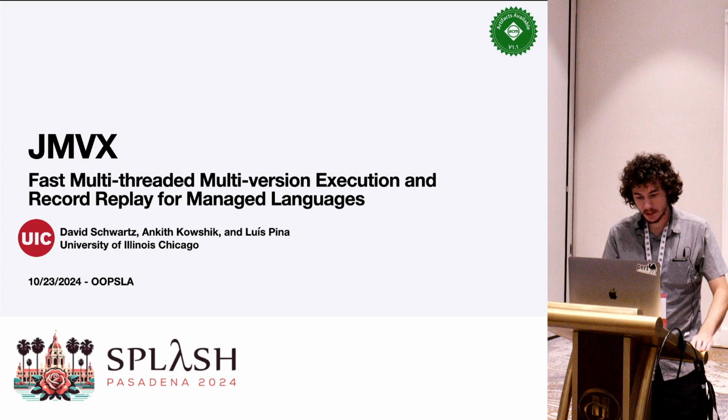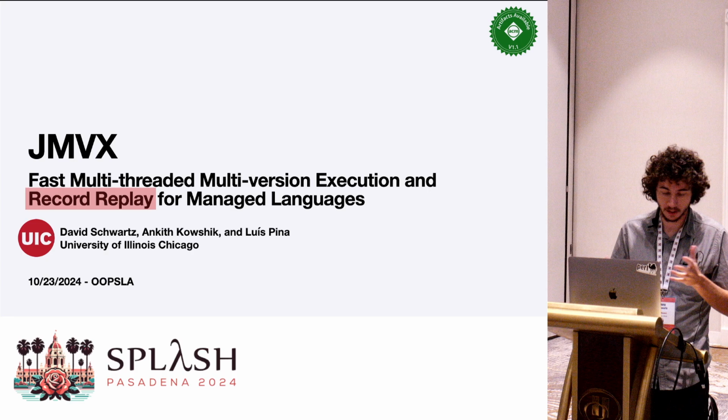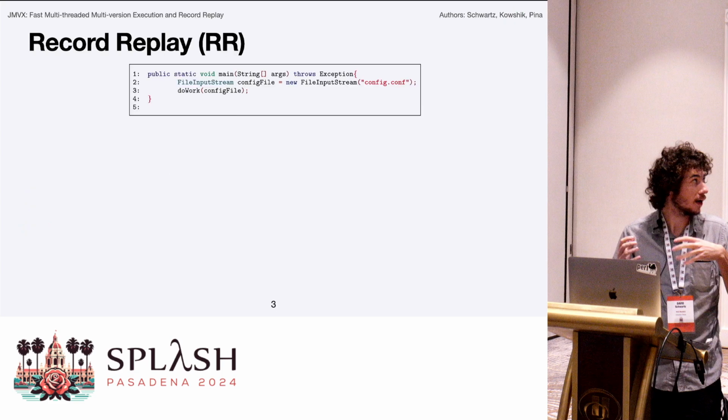I'm going to start by talking about the record replay parts of our system, and I'll loop back over to how multi-version execution connects to it, and I'll explain everything as we go. So I'm going to start by showing some code to you. This is Java code. It's going to read in or make a stream to a config file and do some work over it, process it, and attempt to do something.